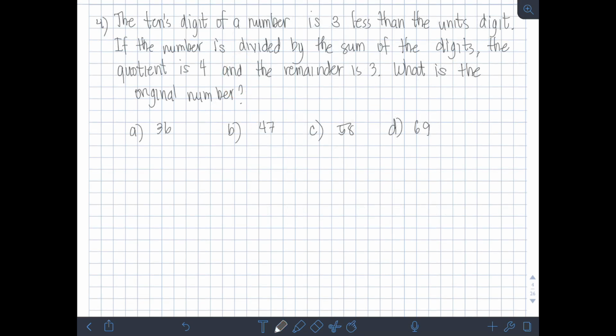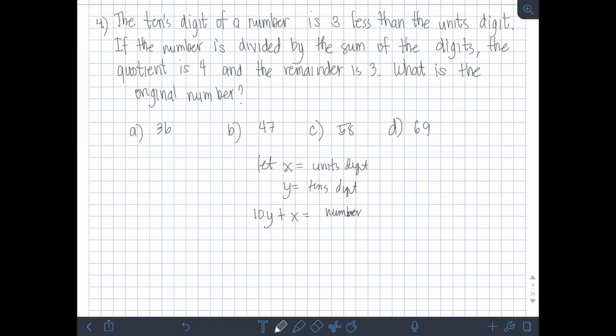Okay? Next, we have the tens digit of a number is 3 less than the units digit. If the number is divided by the sum of the digits, the quotient is 4 and the remainder is 3. What is the original number? Okay, so let x be the units digit and let y be the tens digit. So therefore, the number will be 10y plus x. Okay, yung original number.